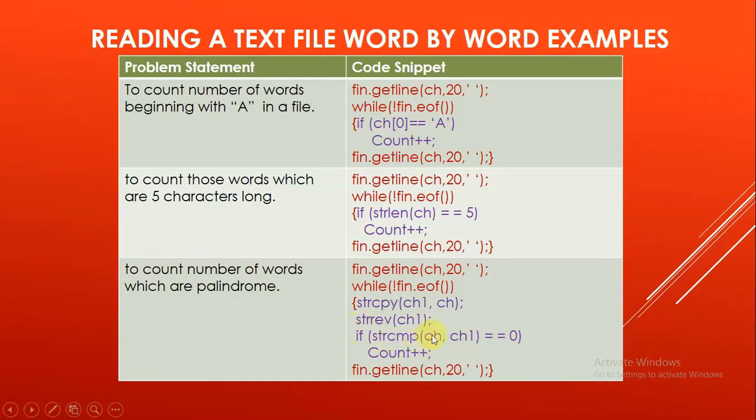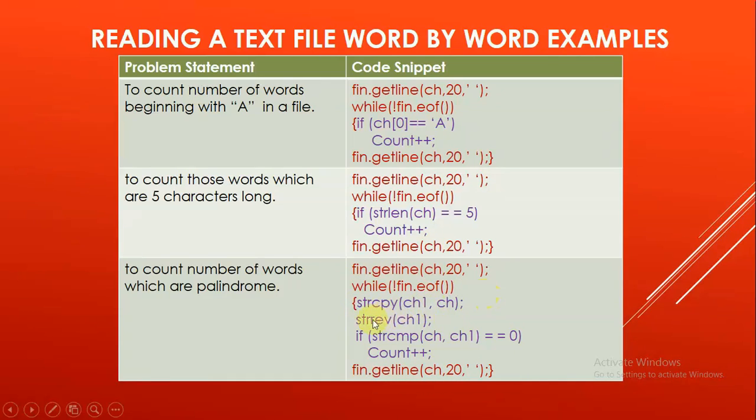Now I will compare if strcmp is equal to 0. If it is equal to 0, it means the reversed version and the original version are the same, it means it is a palindrome. So I will increment the count variable by 1. Again, the count variable has been declared here and it is initialized to value 0. So again, after this I will read the next word and the loop will continue till end of file is reached.